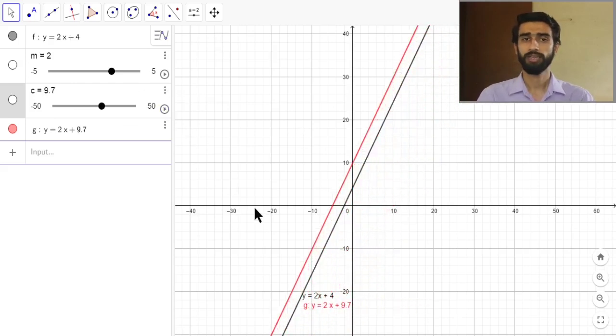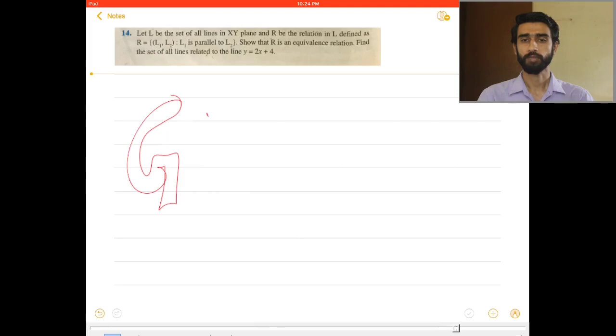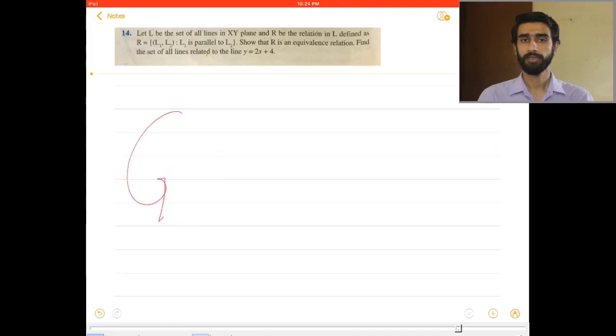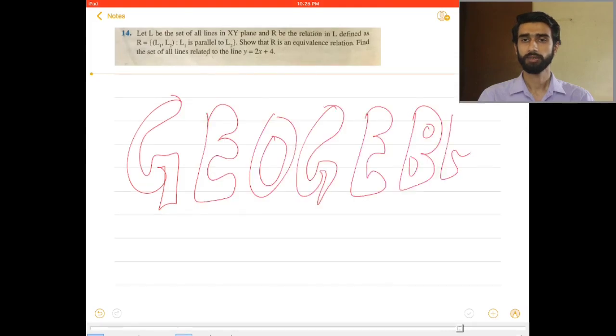Okay, now let's go back to our question. Let's do the next question. So this we did in our GeoGebra, and this GeoGebra is complete, and now let's do the next question.